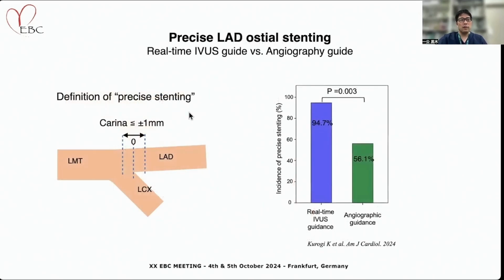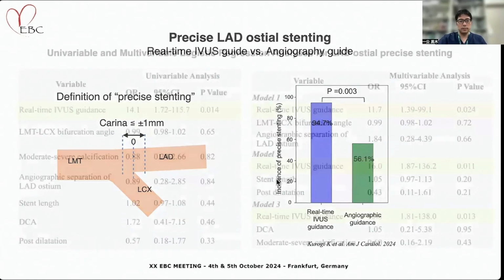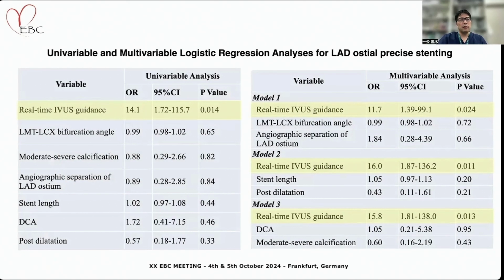The overall incidence of precise stenting was 95% and 56% in the real-time IVUS and angiographic guidance groups, respectively. Univariate and multivariate analysis showed that real-time IVUS guidance was the strongest predictor of precise LAD ostial stenting compared with the potential predictors in the three models.